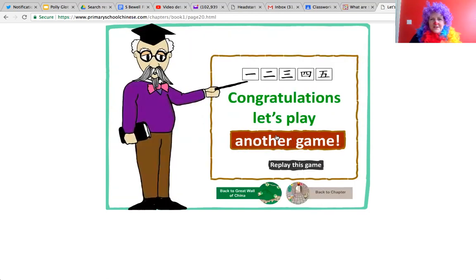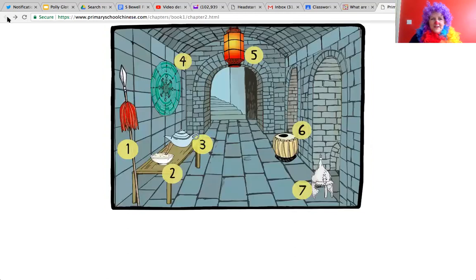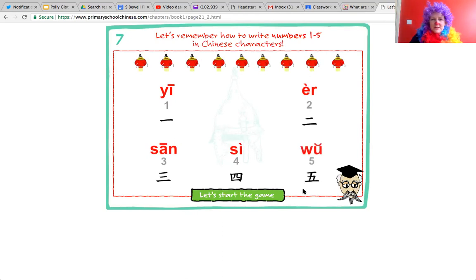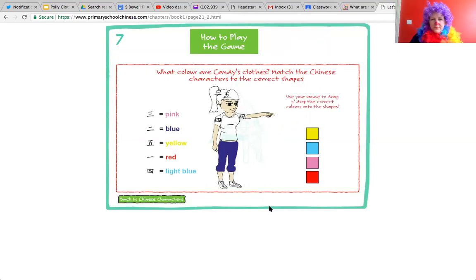Fantastic, well done. Okay, and one final activity before we move on to learning how to use our hands to practice our numbers 1 to 10. Okay. So remember, 1, 2, 3, 4, 5. So what colour are Candy's clothes? Can we match the Chinese characters to the correct shapes?